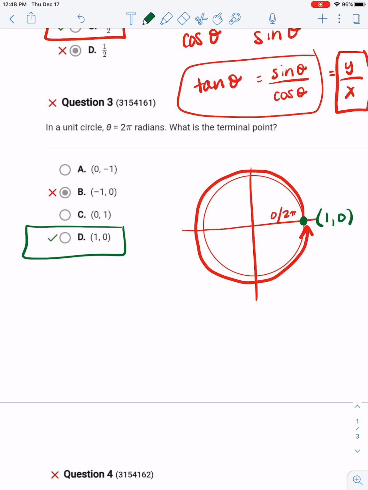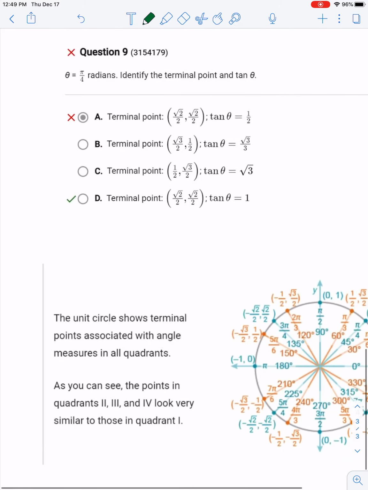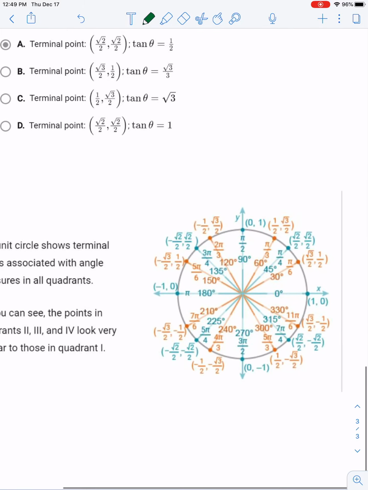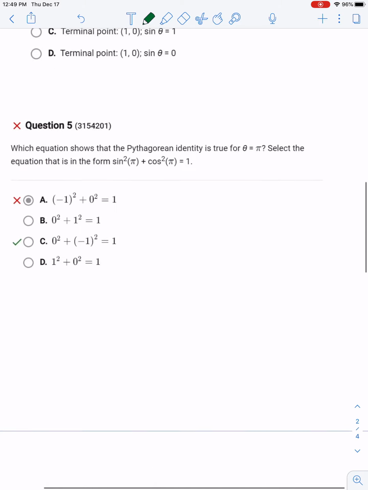So whatever it asks you for, if it asks you for the terminal point, you just look on, I'm going to go back down here. You look on this unit circle, find the radian measure, which I'm going to add here. This is 0, 2 pi. It's also 0 degrees or 360 degrees. So this point, 1, 0, is what we're looking for, okay?